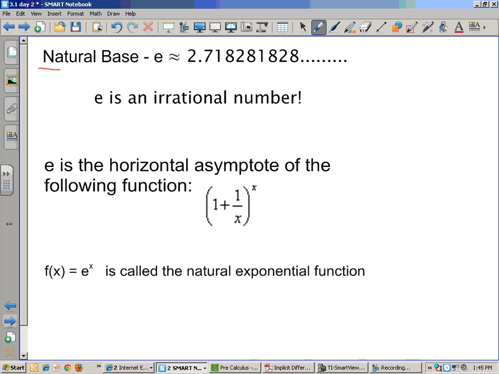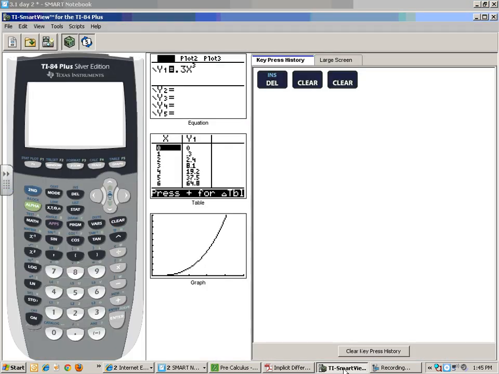Okay. So the first thing we need to know is what the natural base is. Things in nature tend to follow certain patterns, and we can predict how things are going to grow or decay according to this natural number. So e, it's a button on your calculator. I'll go ahead and show you. I'm going to pull up my calculator. And if I hit the second division button, that's e. That's what your calculator looks like. And there's your number.